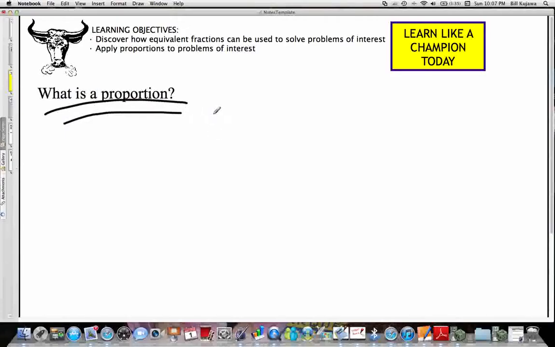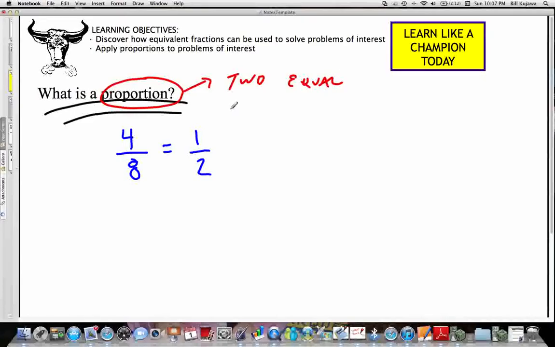So what is a proportion? Well, let me start by giving you an example of a fraction. Okay, here's a fraction, 4 over 8. Now, if you would give this to a student in a math class or anyone in general and said, okay, what does 4 over 8 really mean? Well, another way to write 4 over 8 is it's a half. Now, these fractions are equal, they're equivalent, and that's really what a proportion is. A proportion is two equal fractions.